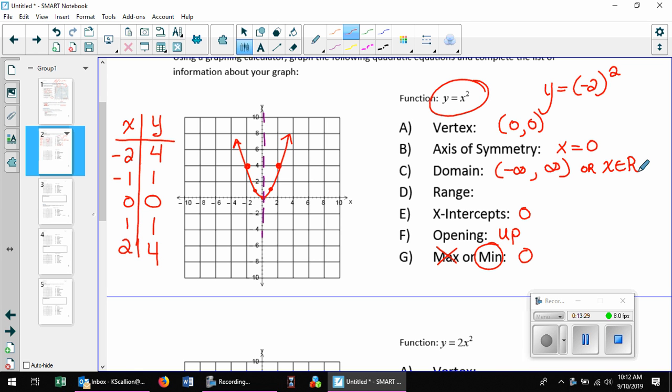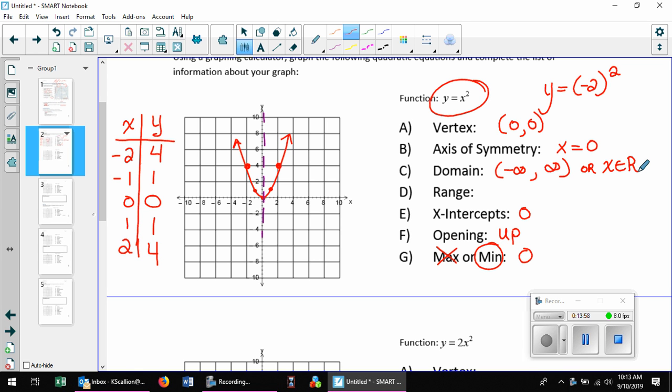x is an element of the real numbers. Real numbers are all the numbers. And guess what infinity is? All the numbers. So it's just a way of saying it, and the element symbol has to be like a C with a line to it. It's not like a capital E. It's weird. So draw a C, and then put a line to it.